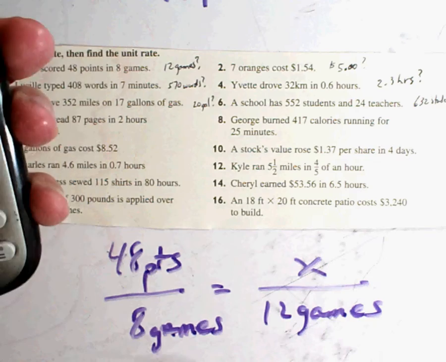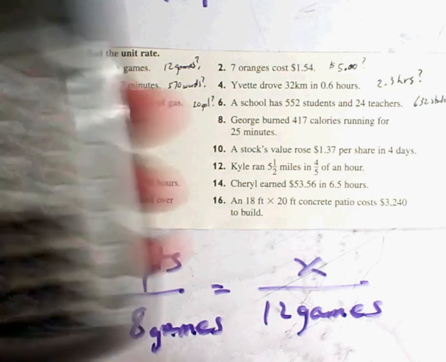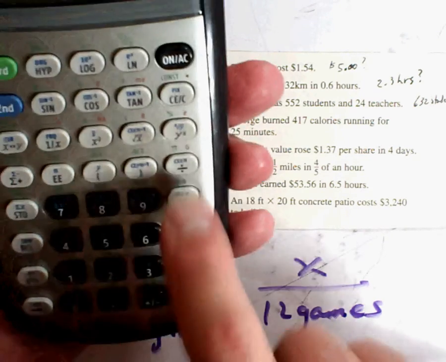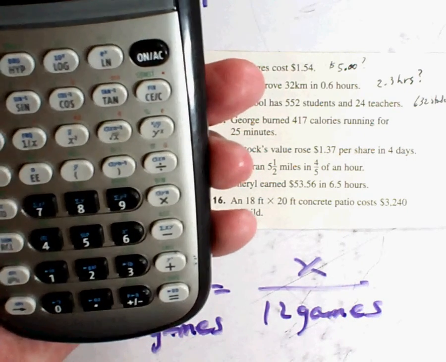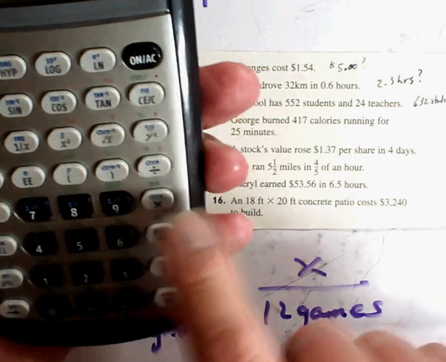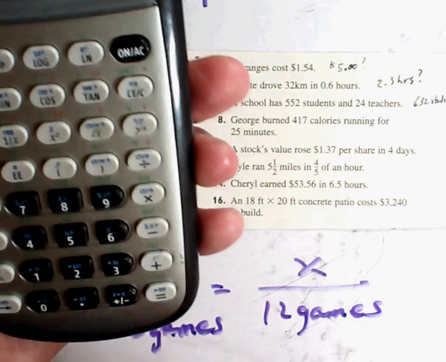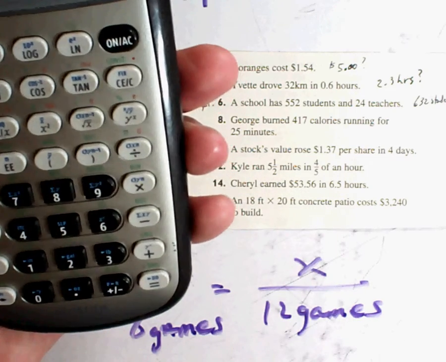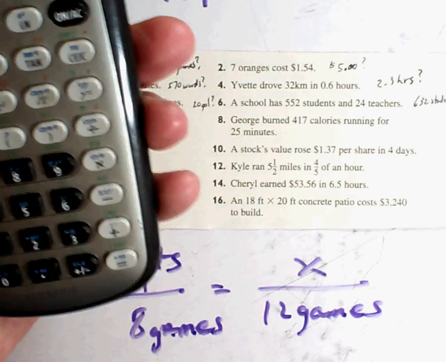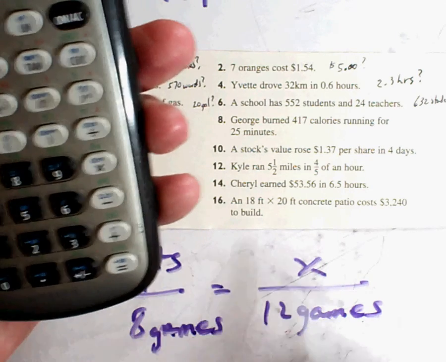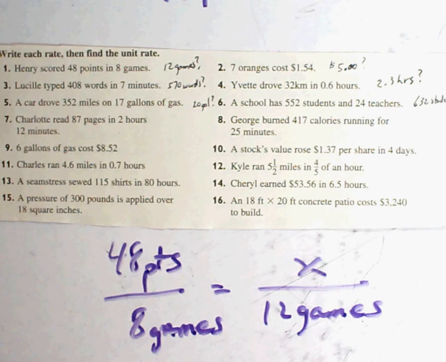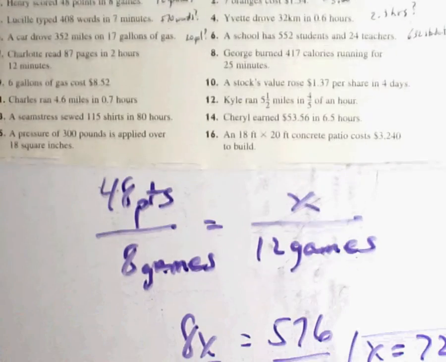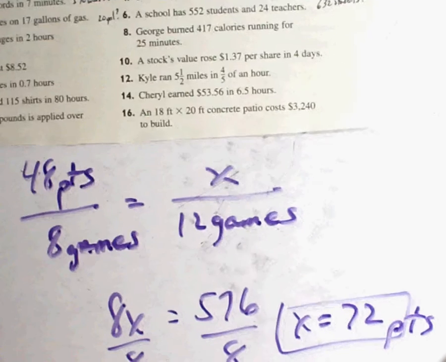So 8x, that's those two, equals 48 times 12. 48 times 12 is 576 divided by 8. X equals 72. 72 what? Well, if the games is a game, 72 points is the answer. You can try that. There's the answer right there. I'm sorry, you couldn't see the math.